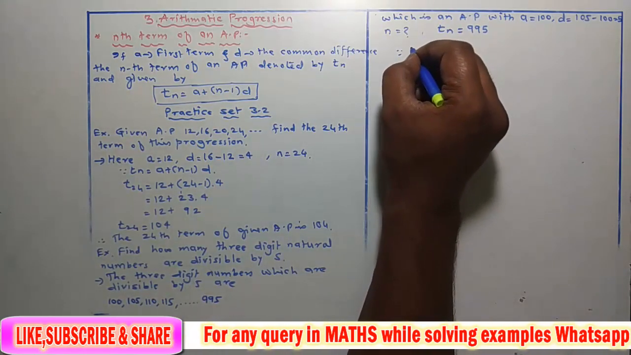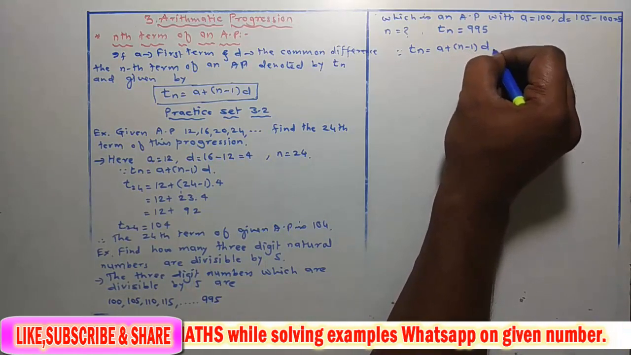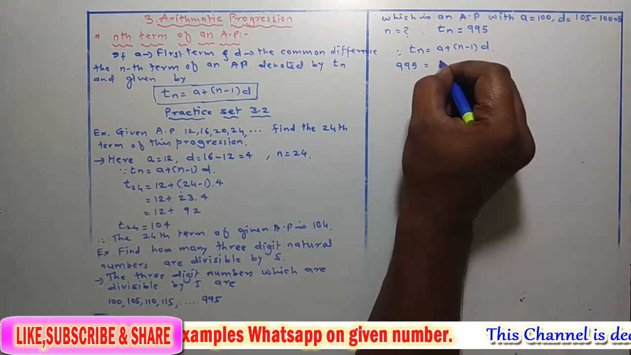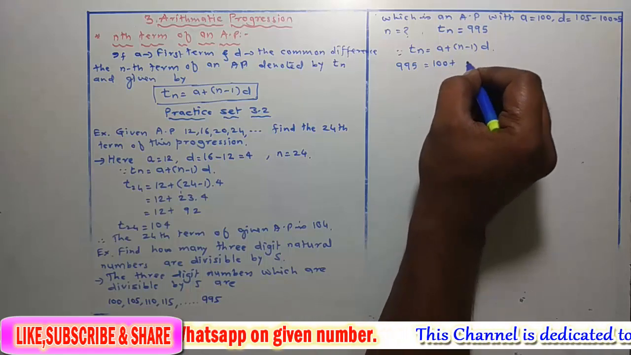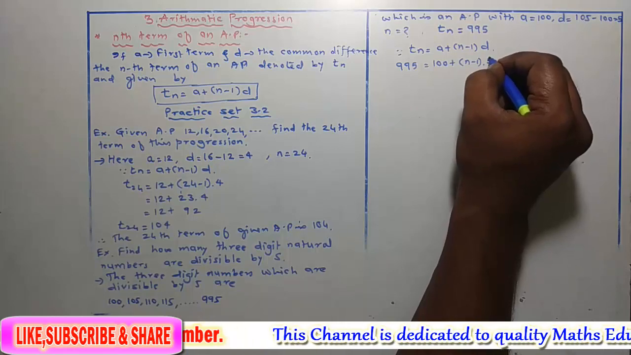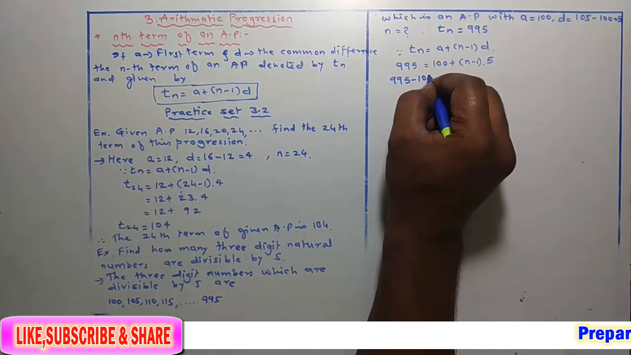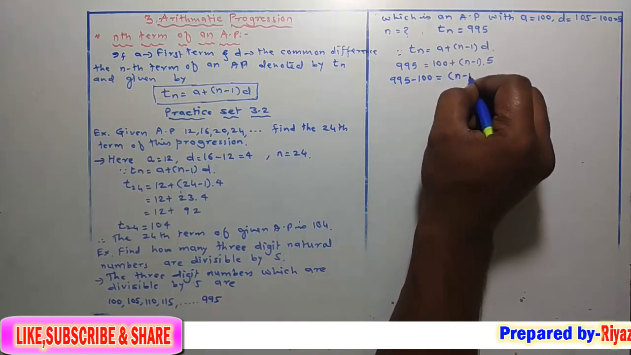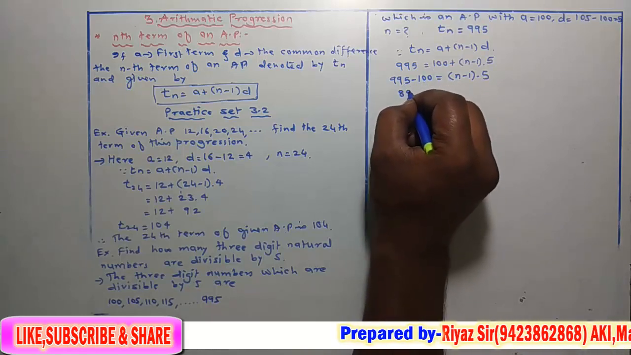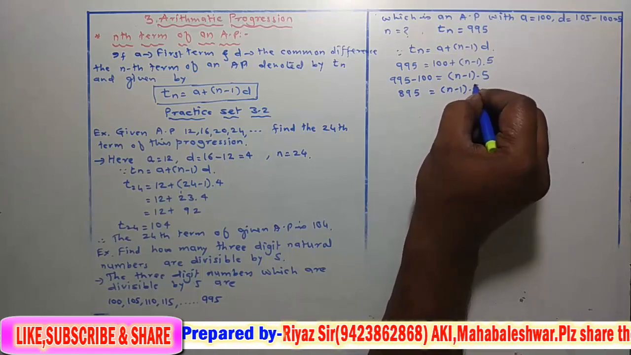Now we have this formula, Tn is equal to A plus N minus 1 into D. Now substitute those values. So you'll get 995 is equal to A, which is 100, plus N minus 1 into D. Value for D is 5. So this plus 100 becomes minus 100 on the left side: 995 minus 100, it is 895 is equal to N minus 1 into 5.